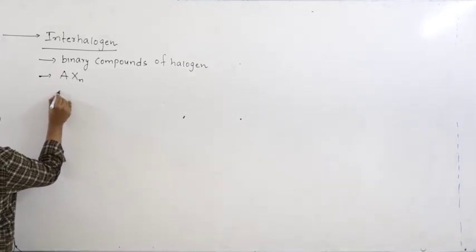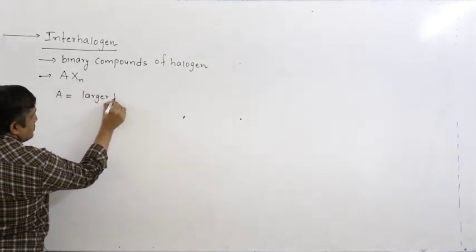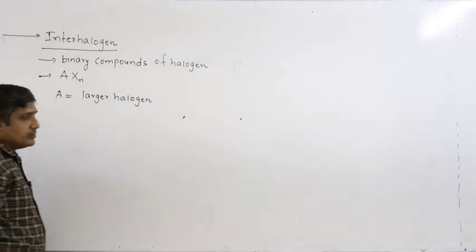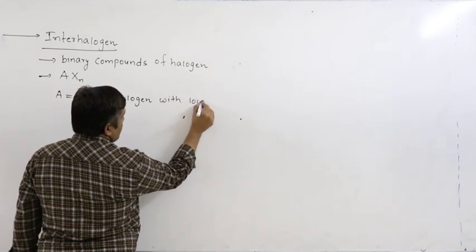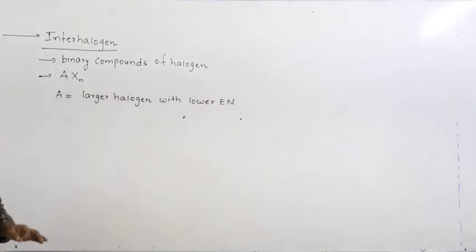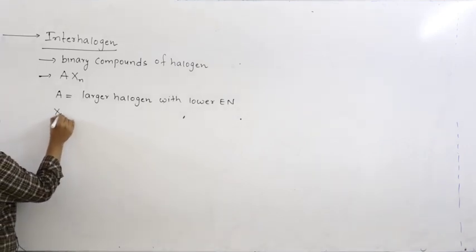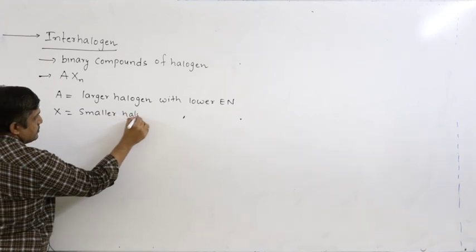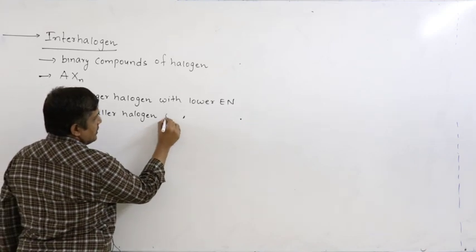So what is A? A is the larger halogen with lower electronegativity. A represents a larger halogen atom with a lower electronegativity. X represents the smaller halogen atom with higher electronegativity.